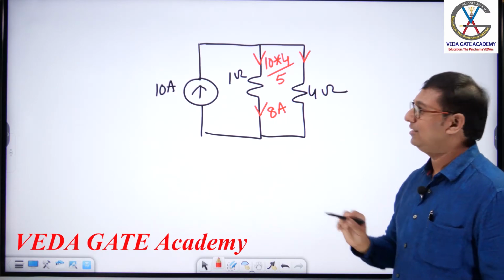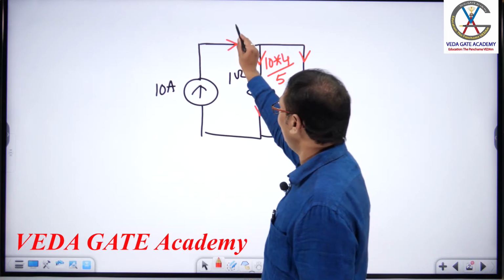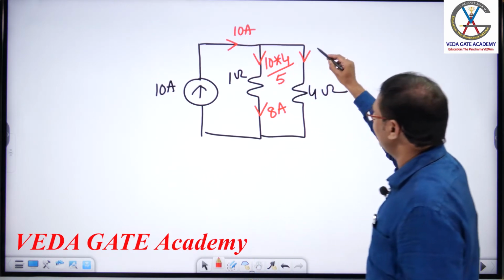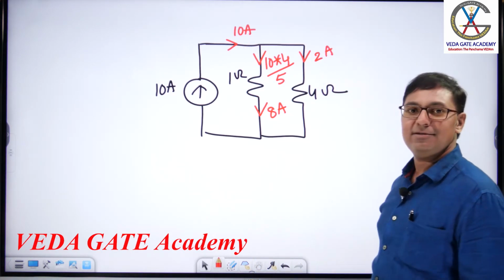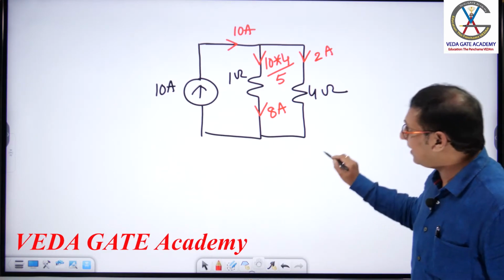That is my interest here. Use KCL. What is the current here? 10 amps. What is the current here? 2 amperes.